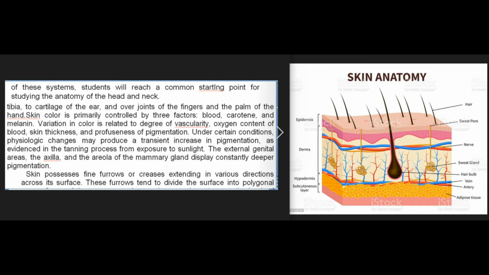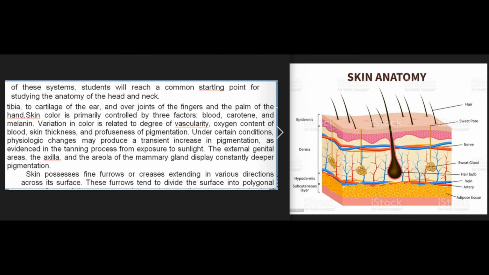Under certain conditions, physiologic changes may produce a transient increase in pigmentation, as evidenced in the tanning process from exposure to sunlight. The external genital areas, the axilla, and the areola of the mammary gland display constantly deeper pigmentation.